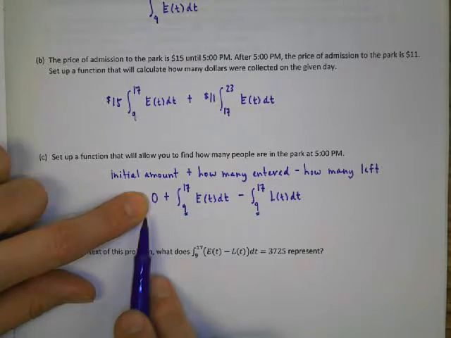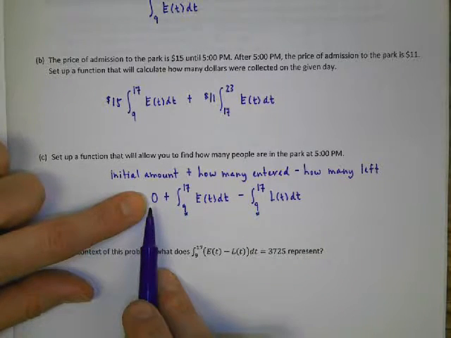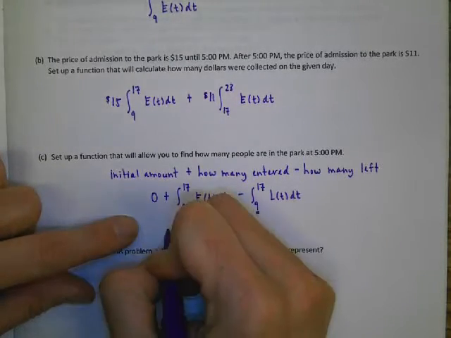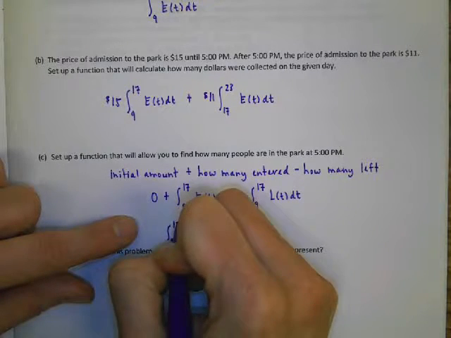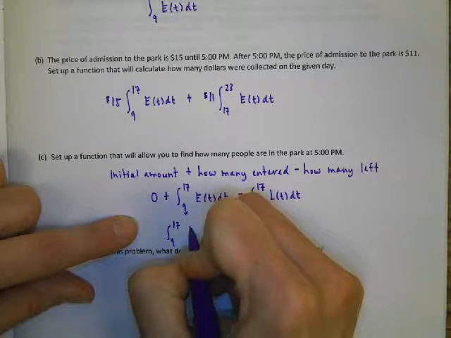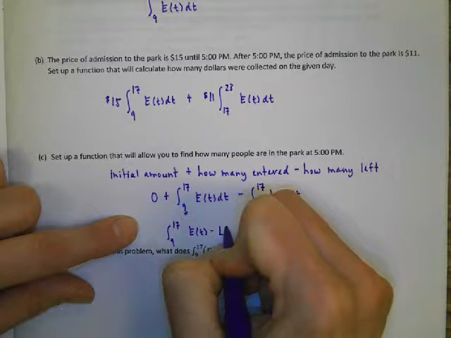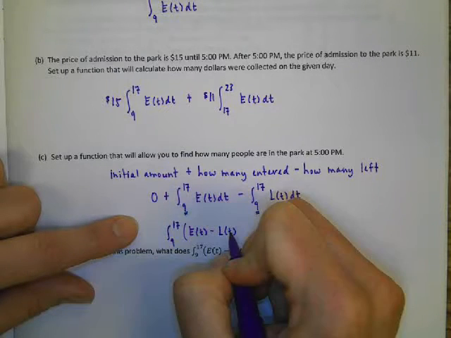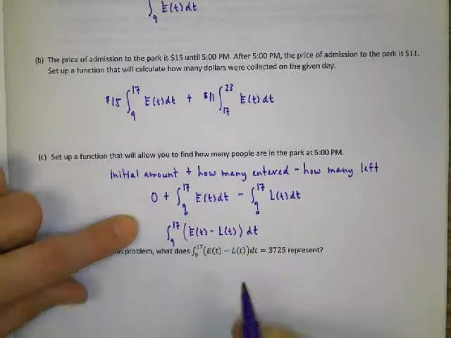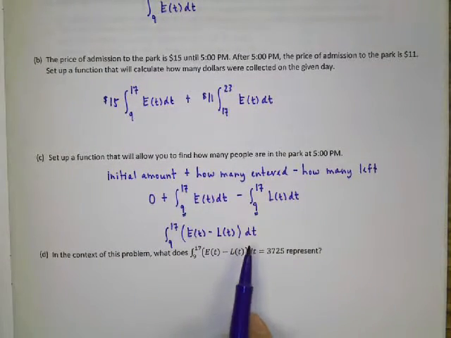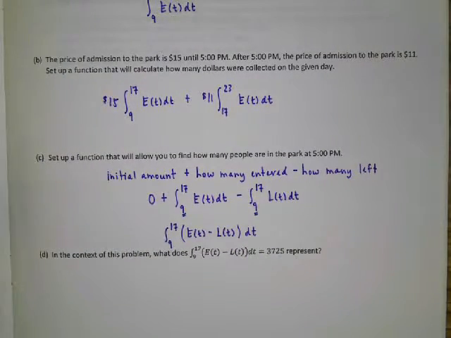Now, I can simplify this. Obviously, we don't need to take into account the 0. And I can simplify this integral, just rewriting it as the integral from 9 to 17 of E of t minus L of t dt. So that's telling me how many people are in the park at 5 p.m.